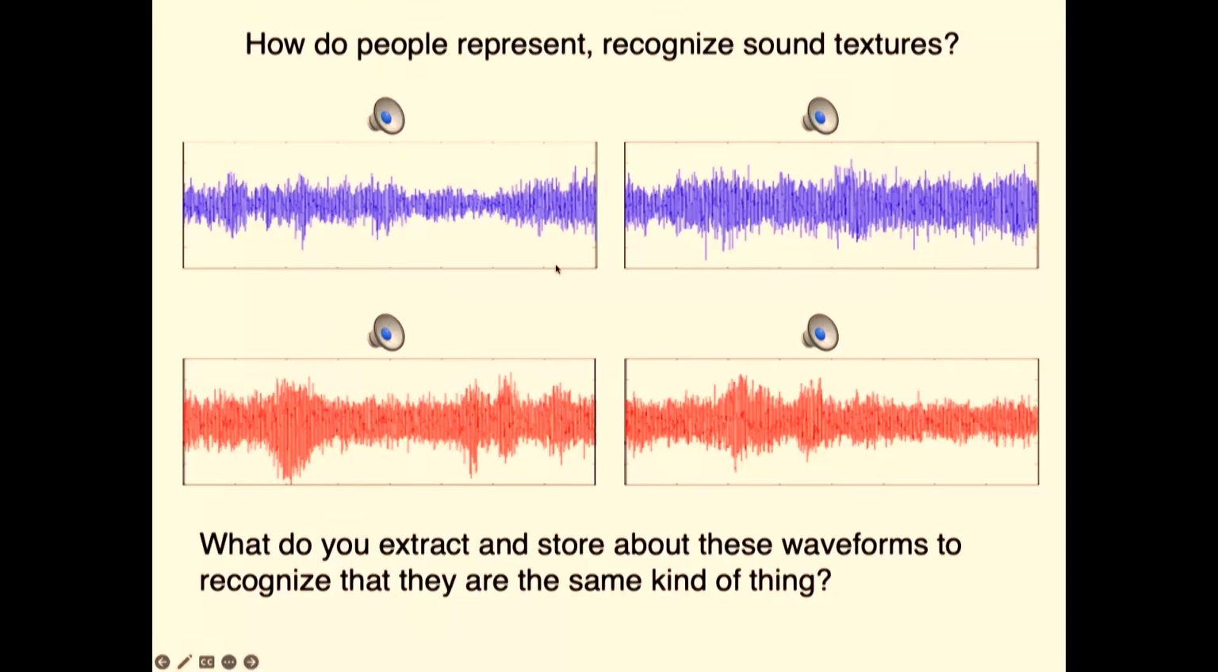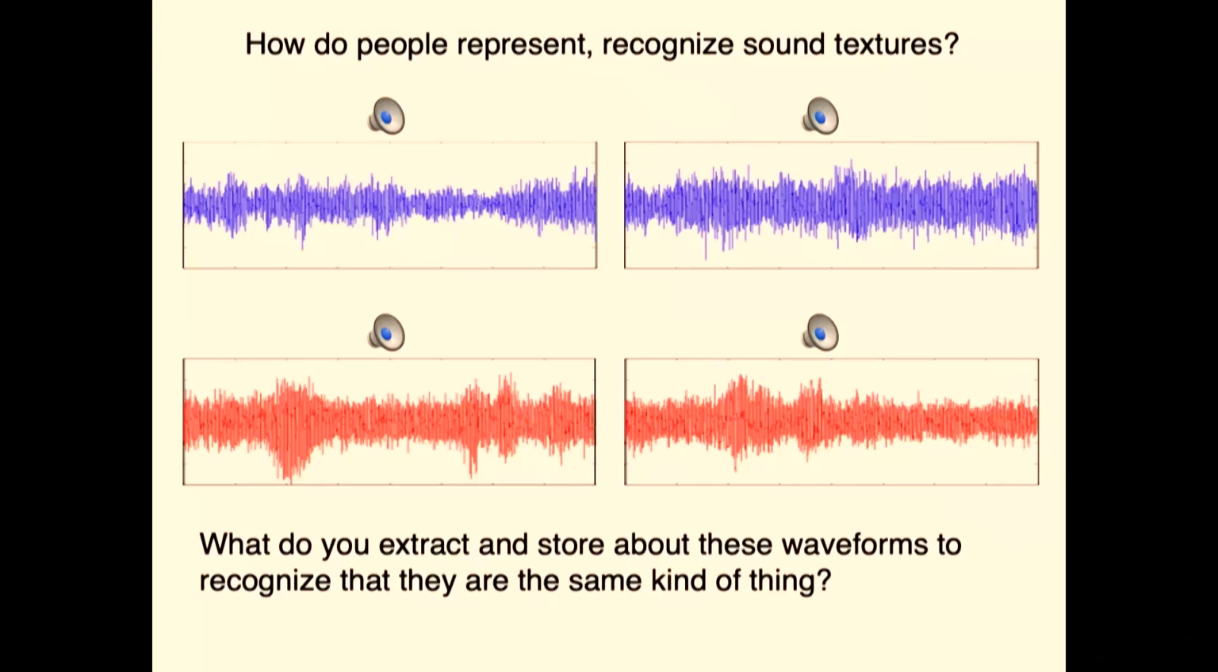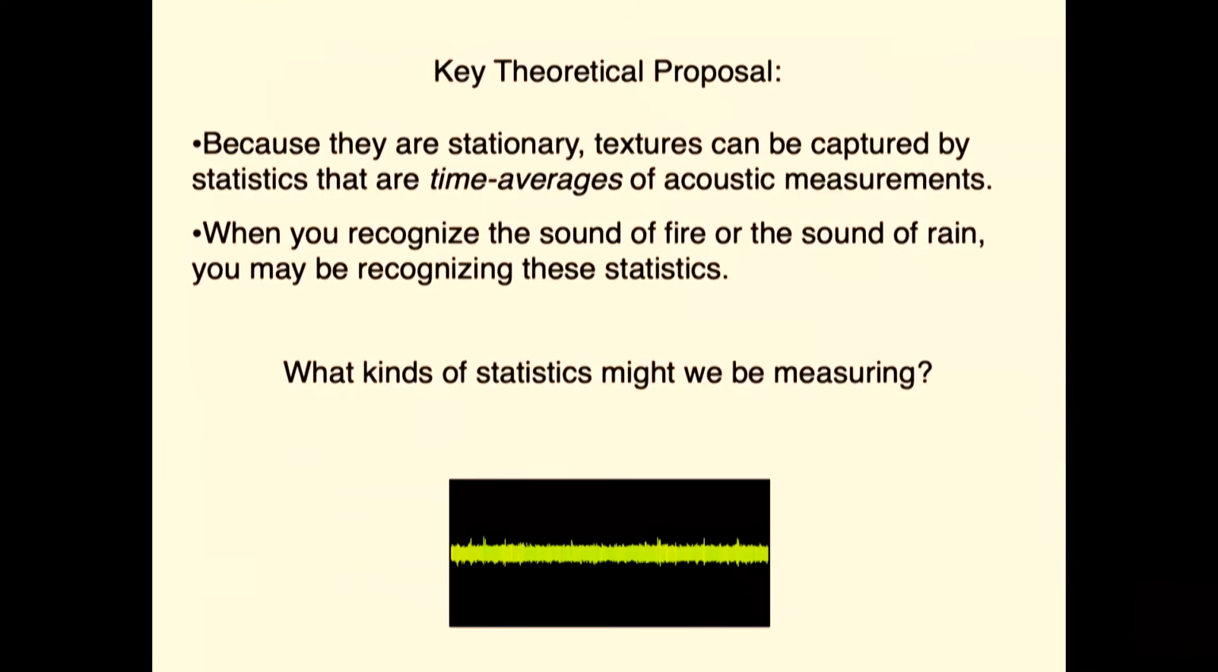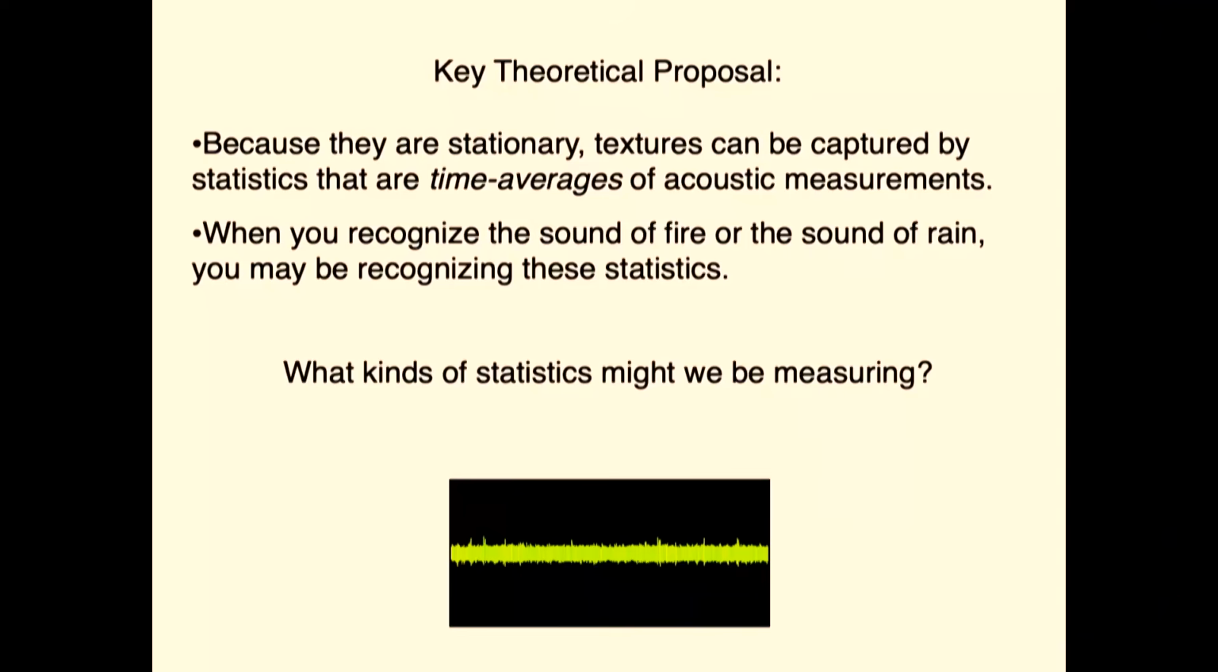All right. So what is it that you extract and store about these waveforms to recognize that they're the same kind of thing? The key theoretical proposal, echoing what we just talked about with images, is that because they're stationary, textures can be captured by statistics that in this case are time averages of acoustic measurements. And so the proposal is that when you recognize the sound of fire or the sound of rain, you're recognizing these statistics. Okay.